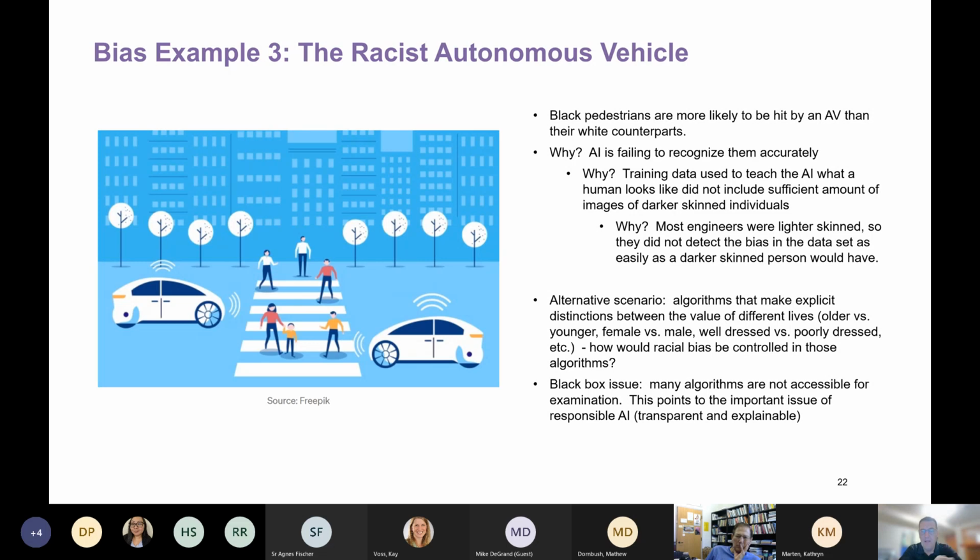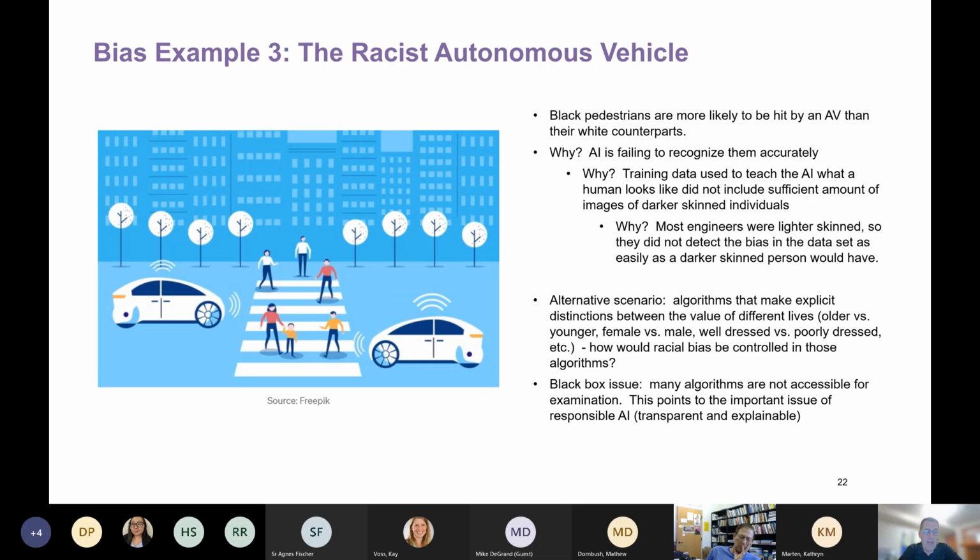And this goes back again to the training data. Vehicles use cameras, but also LiDAR and other features. And if someone with a darker skin is not being recognized, then it's typically because the AI in the car did not learn to recognize individuals with darker skin as humans, because they did not encounter those images in the training data.